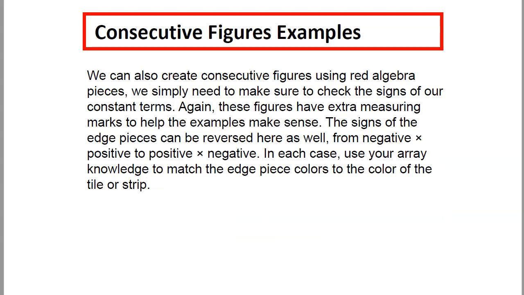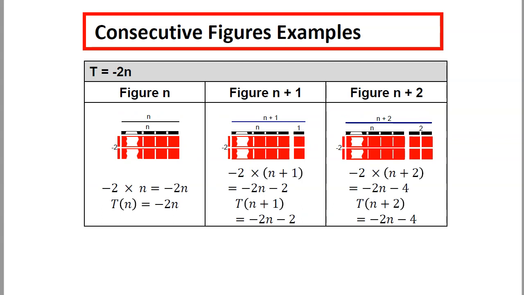Of course we can do this with red pieces too. We just need to be extra careful about how the red strips grow. So let's look at some examples. For t equals negative 2n, in this illustration we have negative 2 on the left. Of course those could be switched. It could be 2 times negative n. And we have all red tiles. So 2 red n strips.